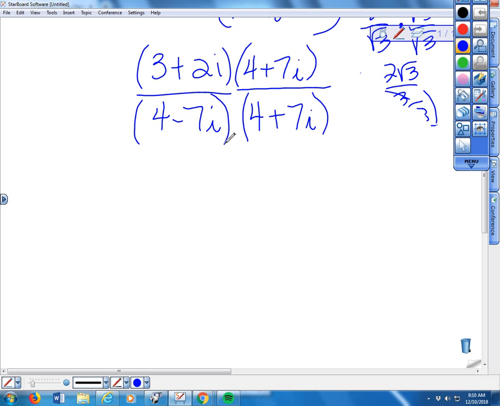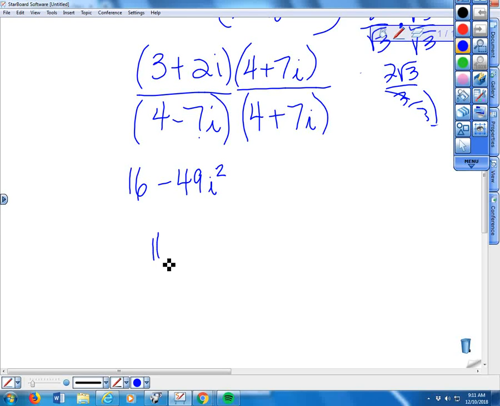Okay, so let's look at the bottom first. We should be getting rid of all of our i terms, because if I take 4 times 4, I get 16. 4 times positive 7i is 28i. 4 times negative 7i, negative 28i, my i terms drop out. Now I have negative 7i times 7i, which is negative 49i squared. What's i squared again? Take it out. It's just going to be 16 plus 49. Negative 1. And negative 1 times negative 49 is positive 49.